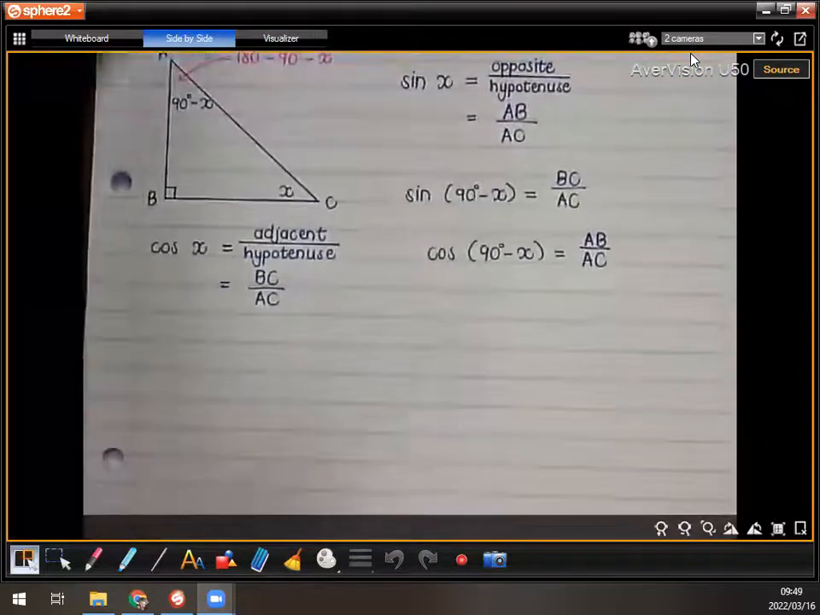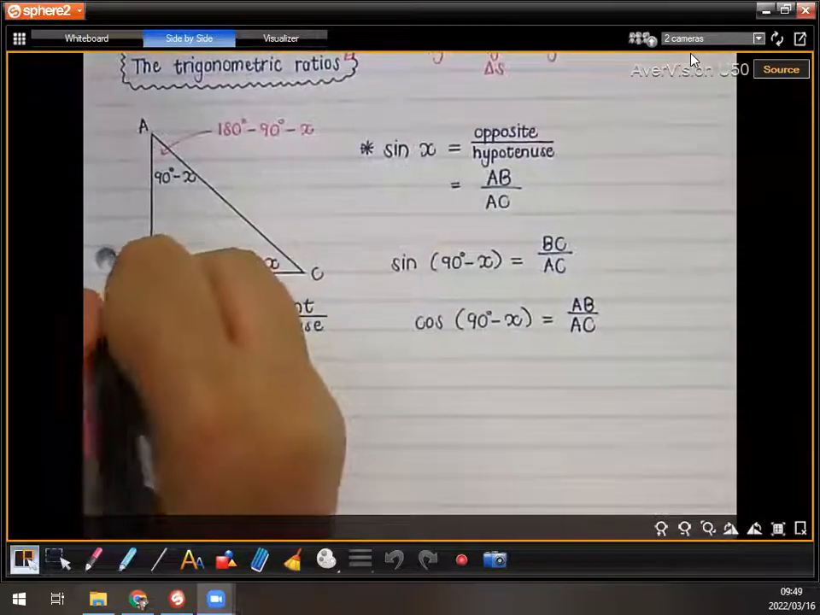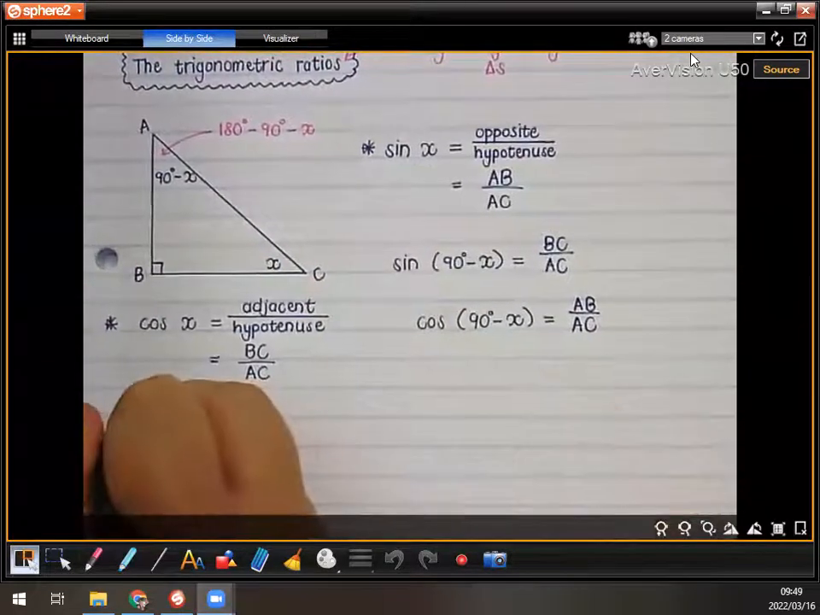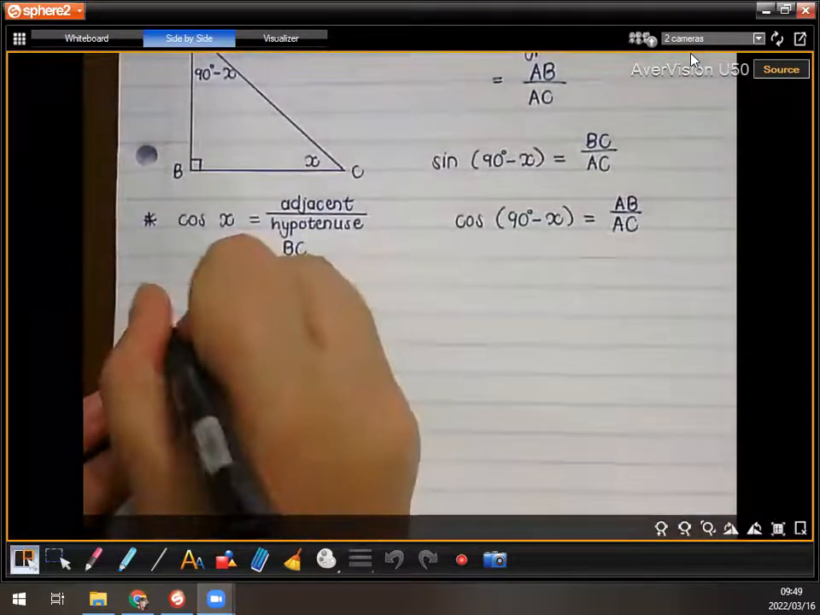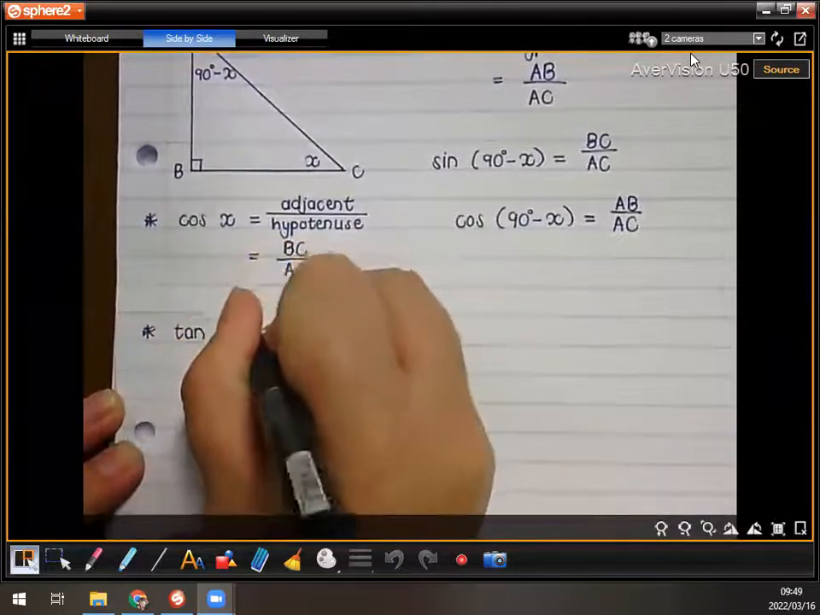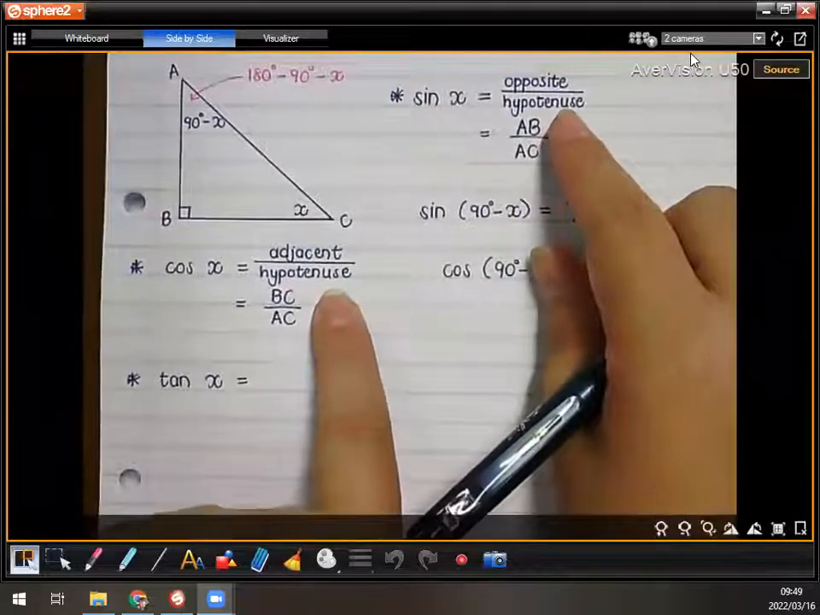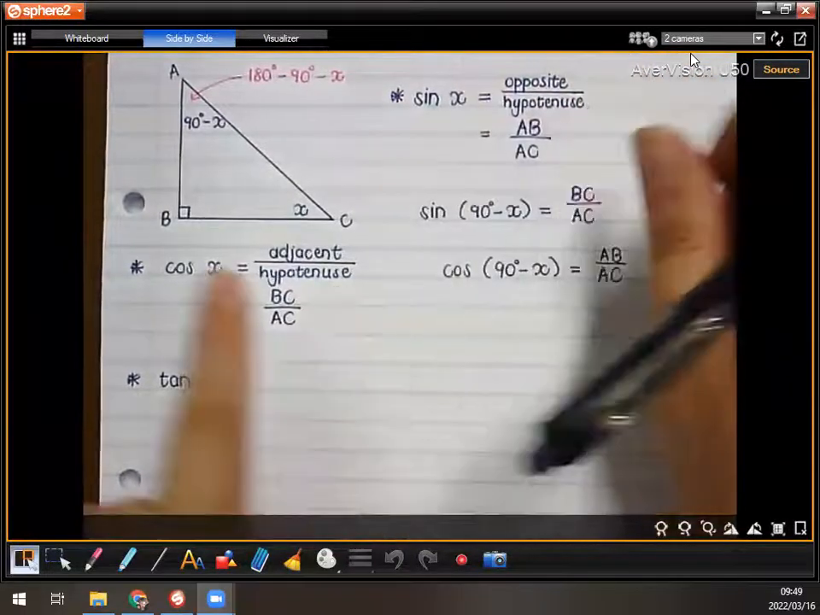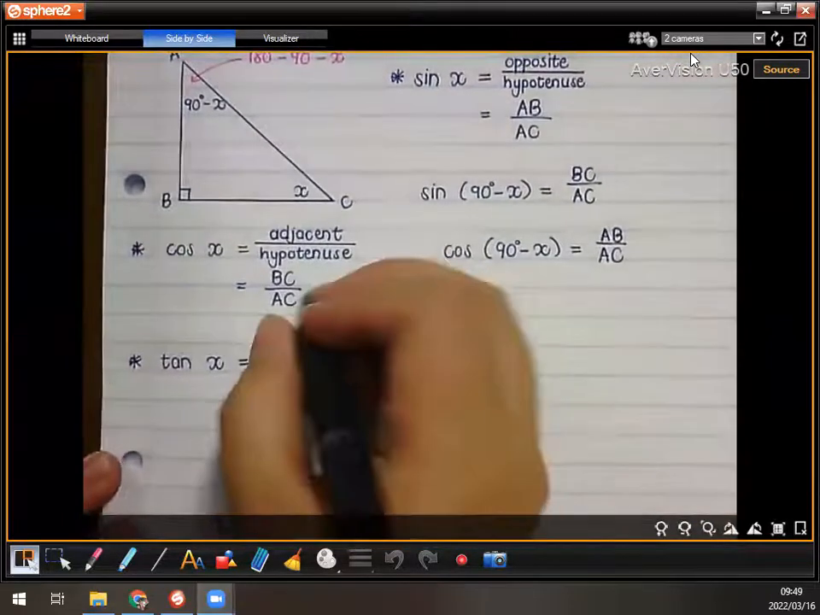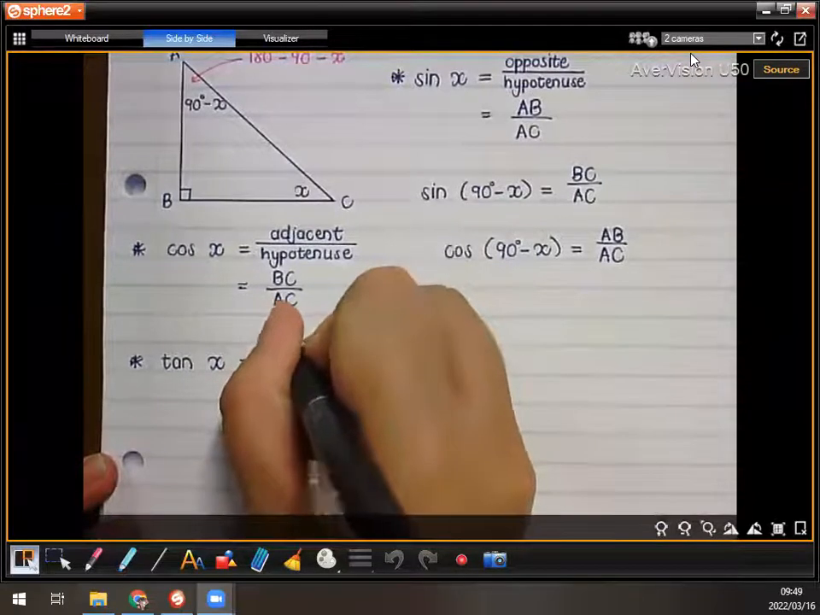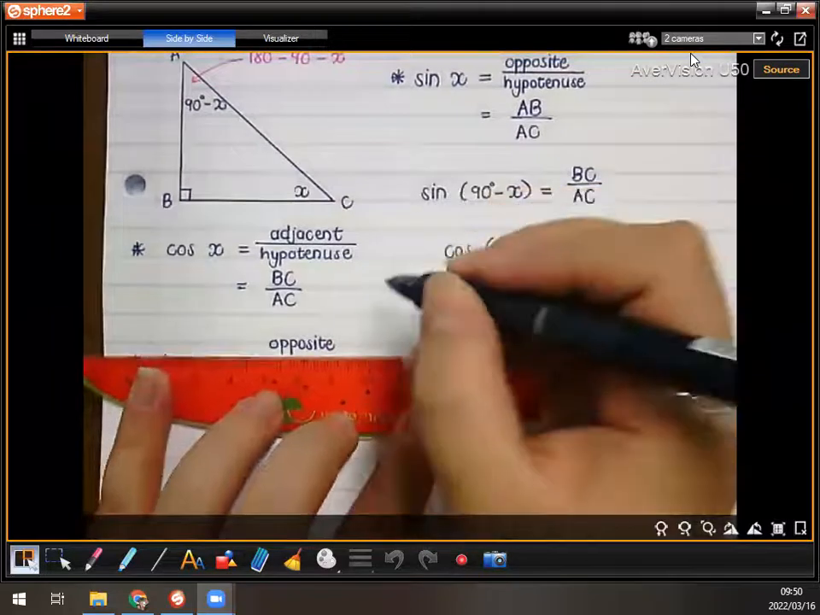All right, maybe I should just make a little star here to show that that is one. This is another one. Then we have tan. You guys have heard of this. Tan is different from sine and cos. If you notice, with sine and cos, both of them were over the hypotenuse. Sine was opposite over hypotenuse, cos was adjacent over hypotenuse. Tan doesn't include the hypotenuse at all. Tan is opposite over adjacent.